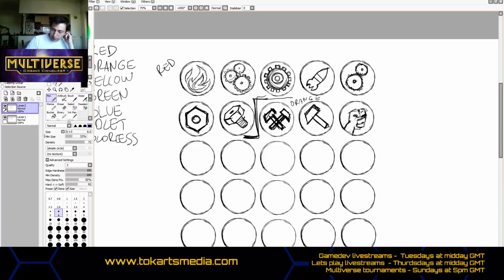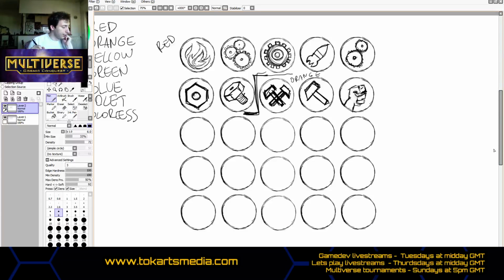Oh my god, I don't know. For some reason I just couldn't draw it. Next is a fist with a hammer. It could be an interesting symbol for orange.